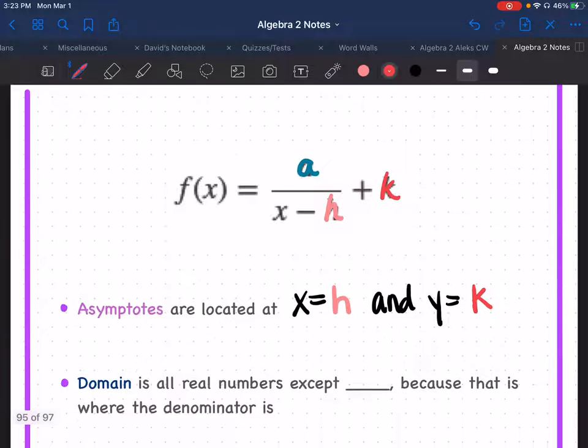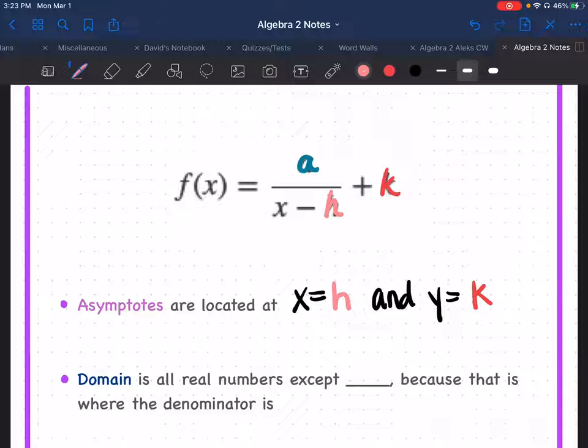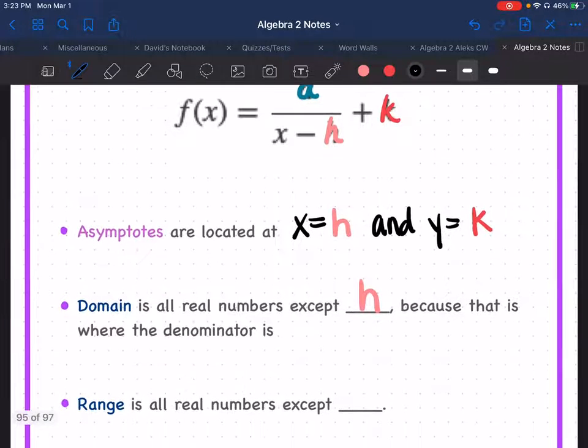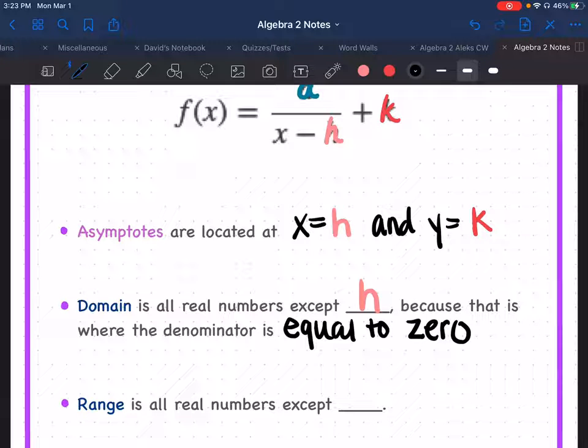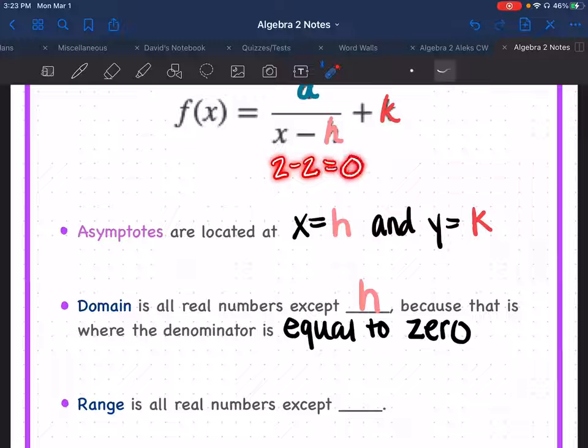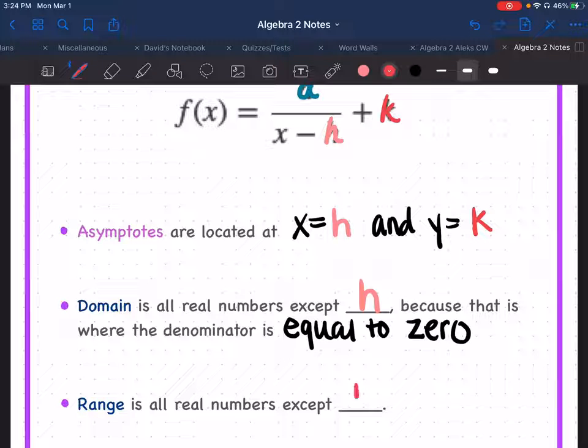My domain is going to be all real numbers except h, because this is where my denominator is equal to 0. And remember, you just cannot divide by 0. So any number here that would make this denominator equal 0, like 2 minus 2, then you would say that your domain is not that number. Okay? Your range is going to be all of your real numbers except for whatever k is.